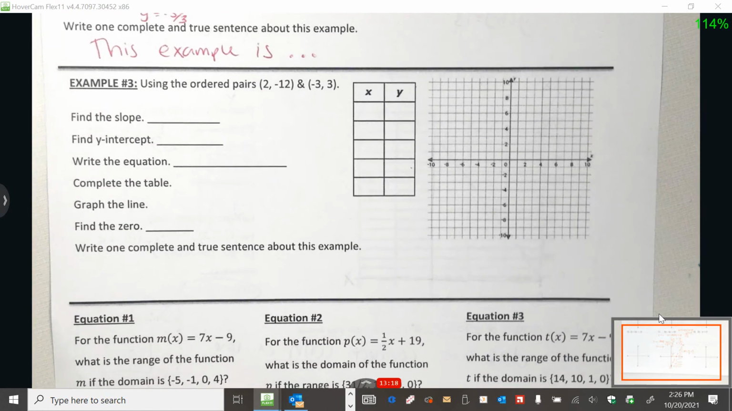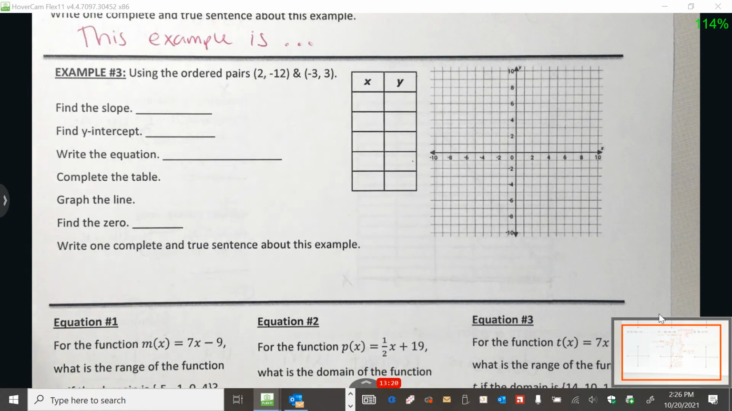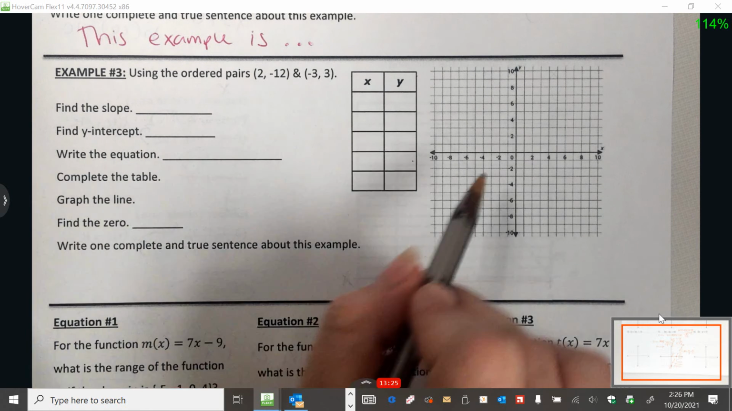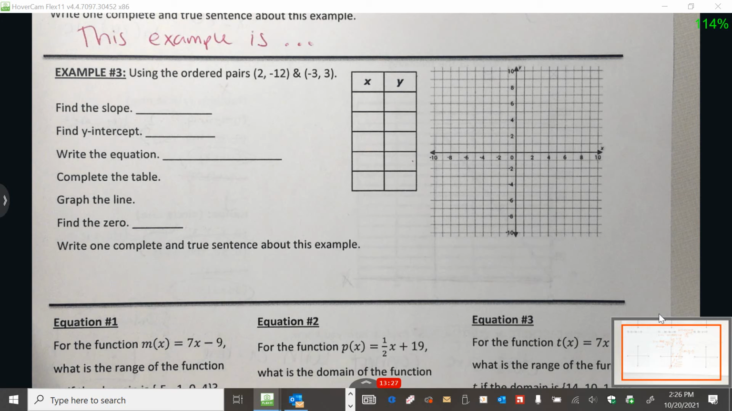Now, this one's a little more tricky. You're only given 2 points. Okay, but I want you to realize you can find things with 2 points. You can find your slope. You can plot it, and then from there find your y-intercept, and so on and so forth. But you can also use stat.